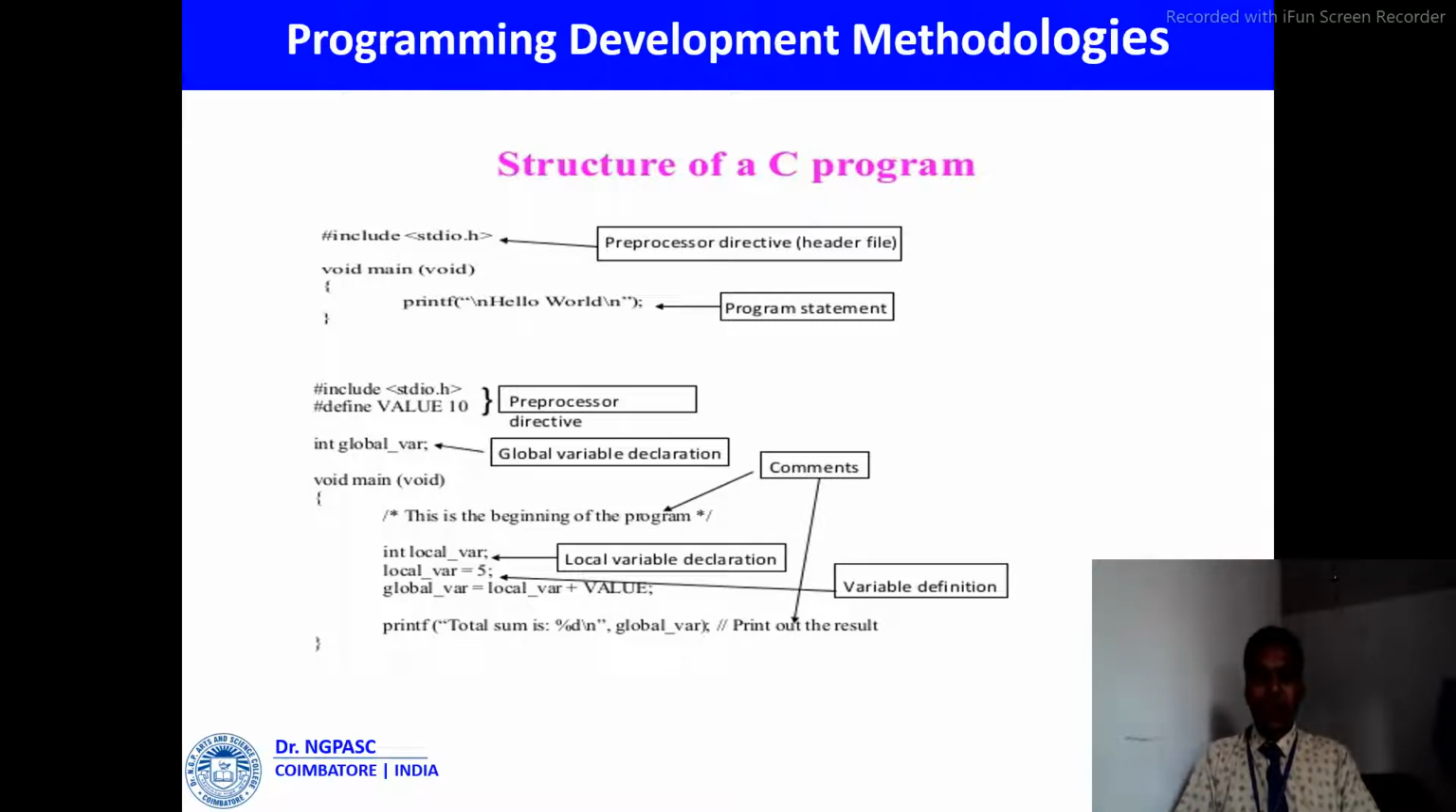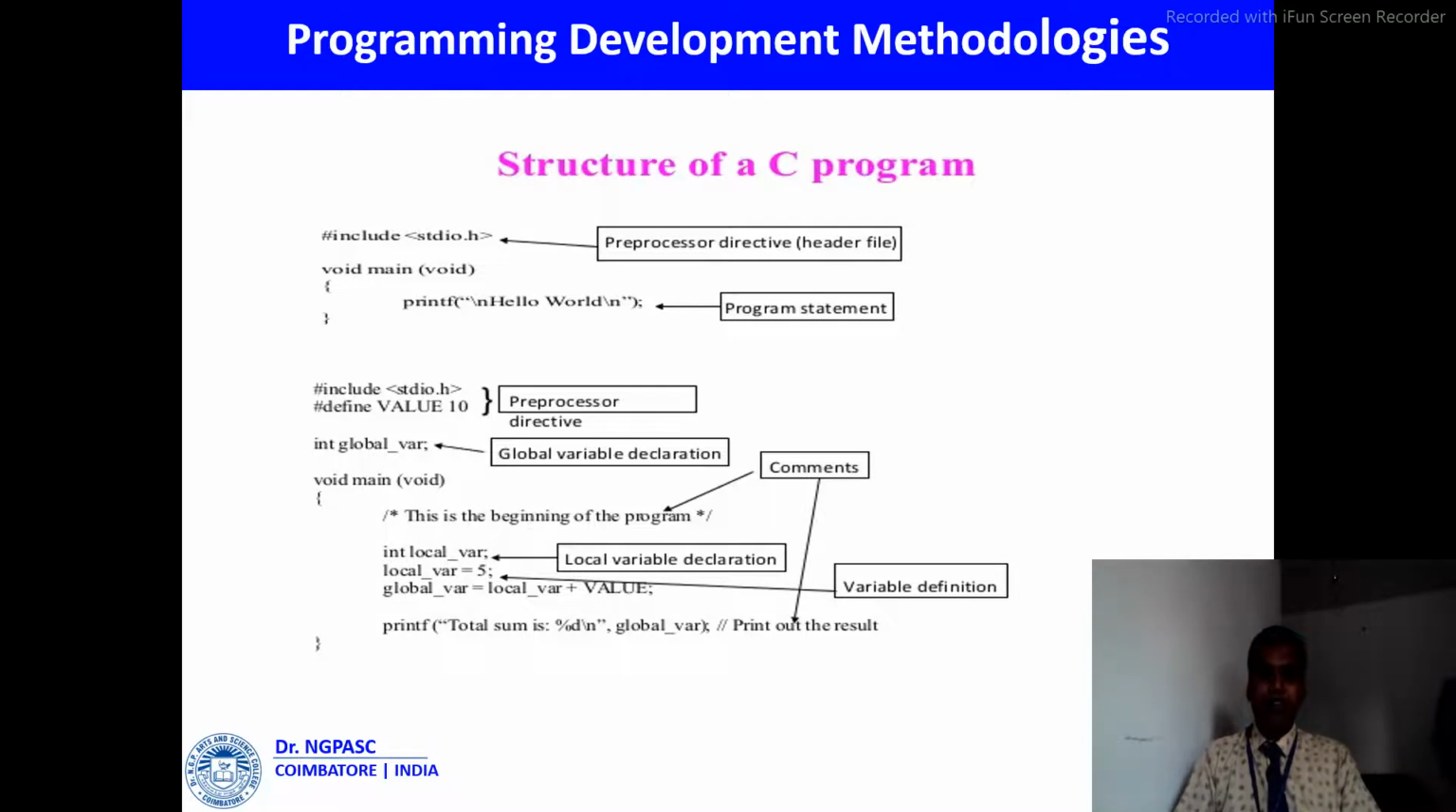The next one is the variable definition. We have the variable definition, for example, to print out the result of the programming data. These are some of the sections present in our C program. First is the preprocessor directive and program statements. We have a group of commands. We have to declare any global variable declaration or local variable declaration, and we have to print out the result of the program.